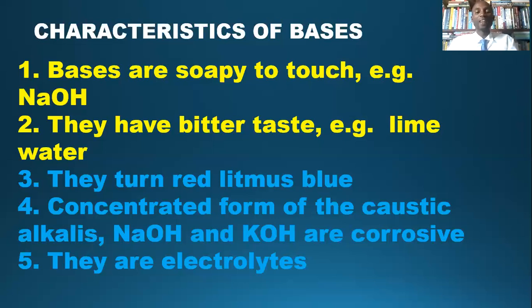Sodium hydroxide and potassium hydroxide, in concentrated form, are corrosive. Of course, we know strong acids in concentrated form are corrosive too. Even bases are corrosive. The concentrated form of these soluble bases, which are the alkalis, is also corrosive.